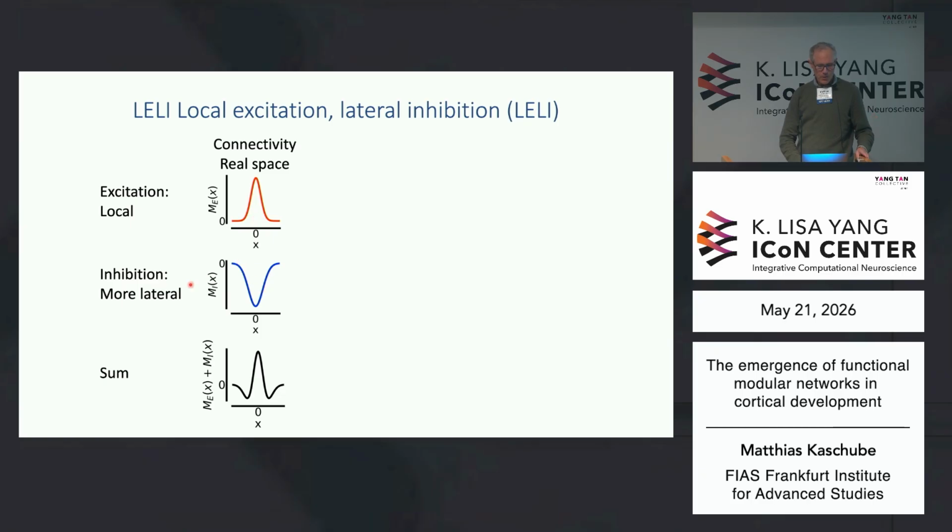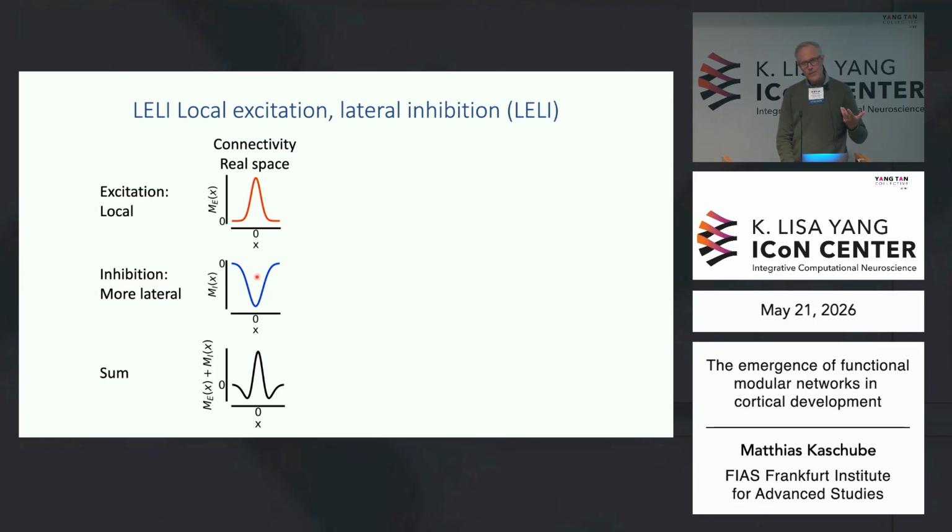And then you have inhibitory connections, which also have a lateral spread, which is further in distance, in x. And then the sum of the two leads to a structure which is sometimes called Mexican hat. In this context, I would like to call it LELI, local excitation, lateral inhibition. That's just the sum of the two connectivity profiles here.